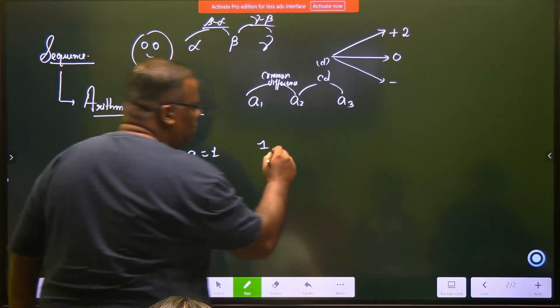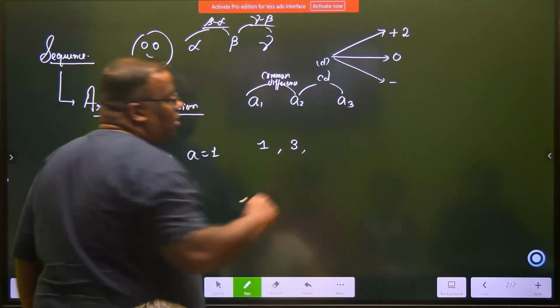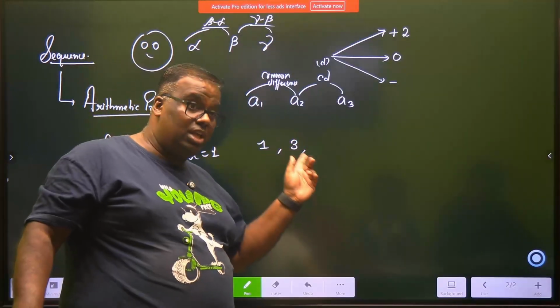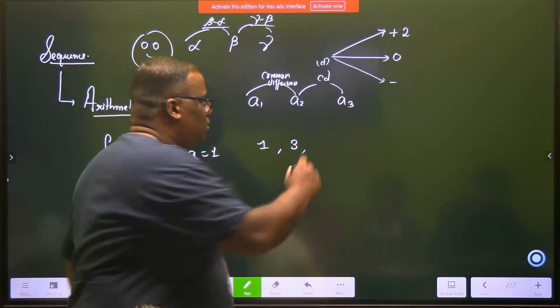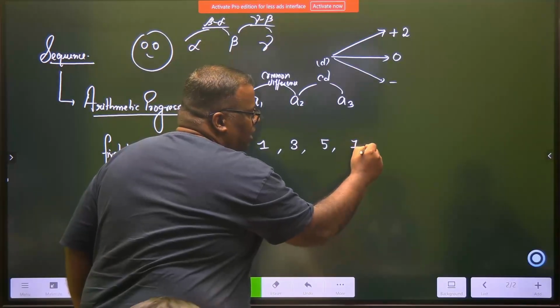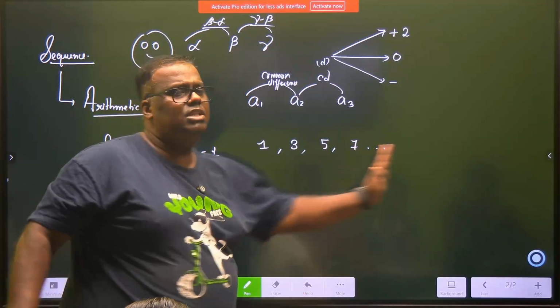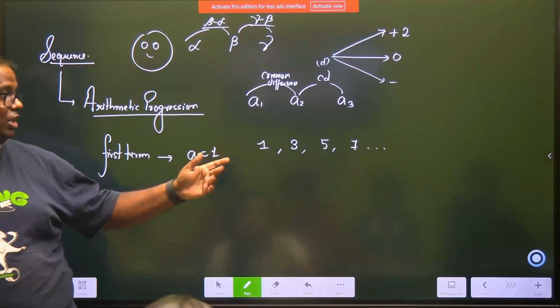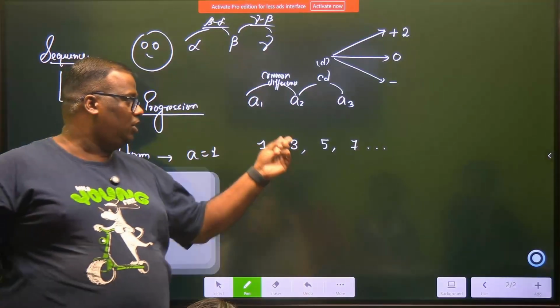My second term will be how much now? 3. Then the next term will be 3 plus again 2, so it becomes 5. Then 5 plus 2, 7. And then 3 dots, only 3 dots, not more than that. Okay, so here if we look, 3 minus 1 is how much?